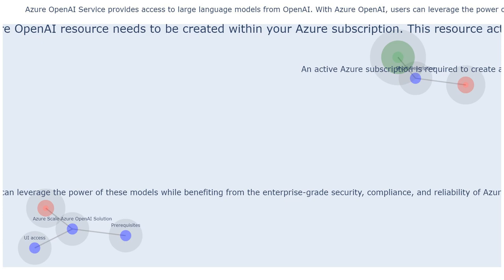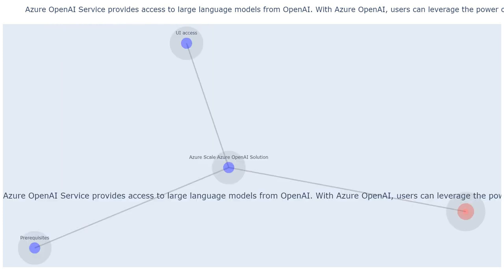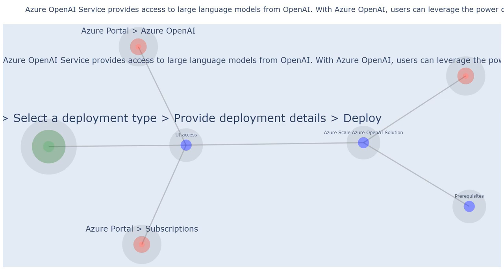An Azure OpenAI resource needs to be created within your Azure subscription. This resource acts as a container for your OpenAI models and deployments. You can choose from different OpenAI models based on your needs. UI access. Azure portal Azure OpenAI. UI access. Azure portal Azure OpenAI: create a resource, select a deployment type, provide deployment details, deploy.